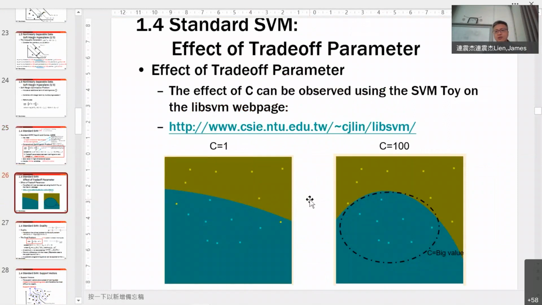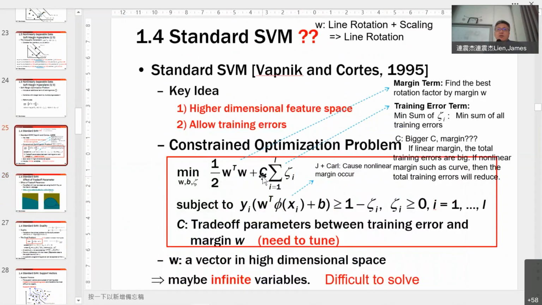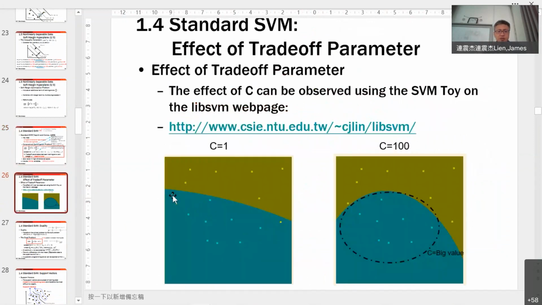Now this is an example. That means if a bigger C, this is small c, bigger C here, they will do more constraint. So if C is smaller, it will spread out. If C is bigger, there will become some limitation. If C is very big, it will become like a circle. You constrain on this region.